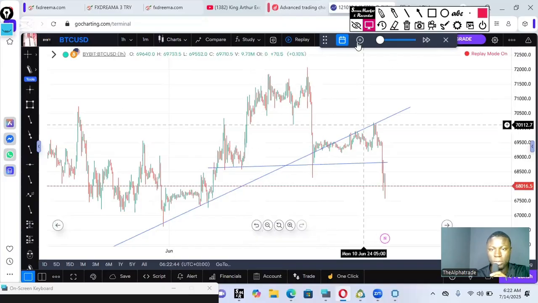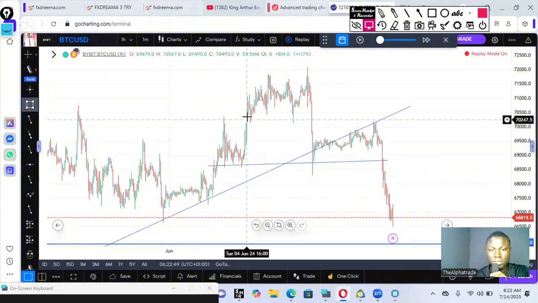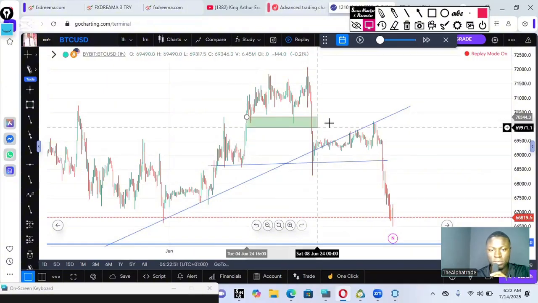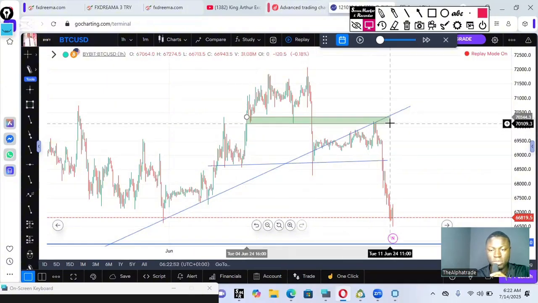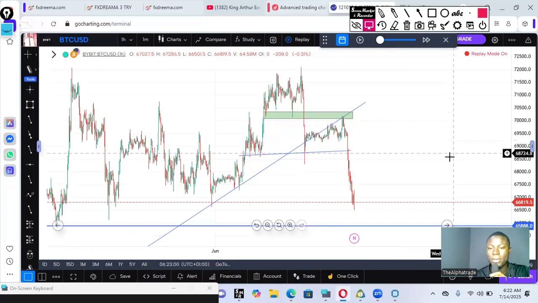Oh, it happened. Price came back to this zone, tapped into it. What a sniper! Such a sniper entry.